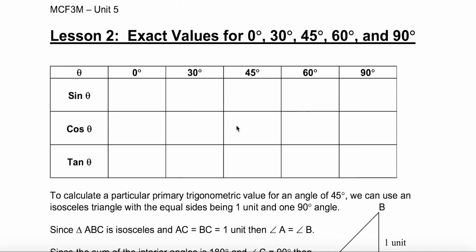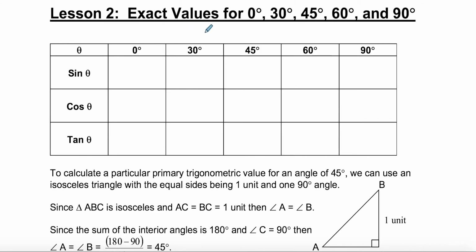Lesson 2 is about exact values for 0 degrees, 30 degrees, 45 degrees, 60 and 90 degrees. So exact values, what we're looking at when I find sine 30, sine 45, cos 60, and I actually would find those decimals, and we've been using 4 decimal places. What I'm going to do right now is find the values for all of these without a calculator, and we're going to have exact values. So we might see fractions and we might see radicals, but we're not going to have all the decimal places.